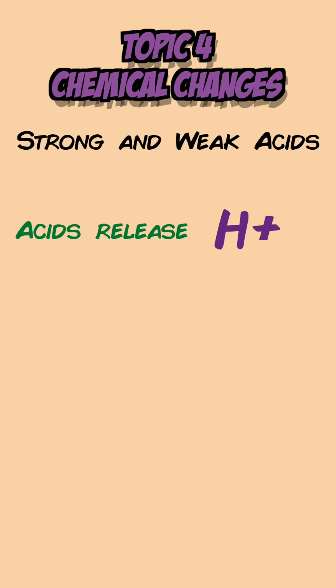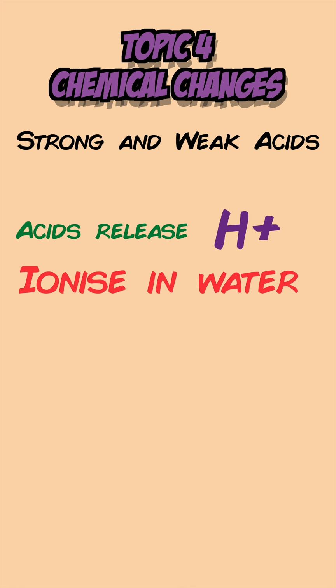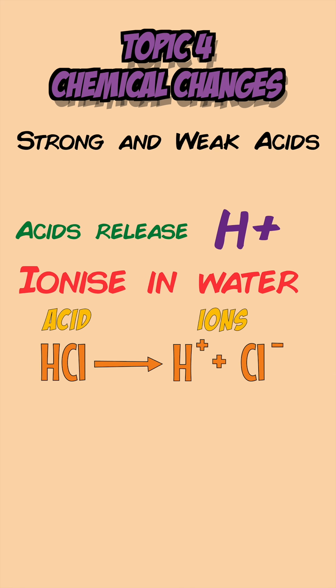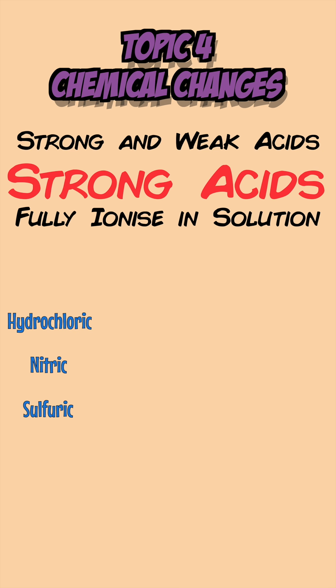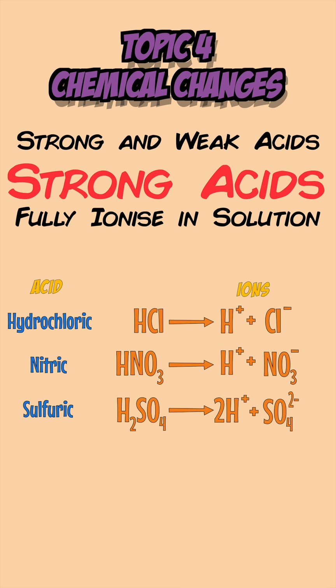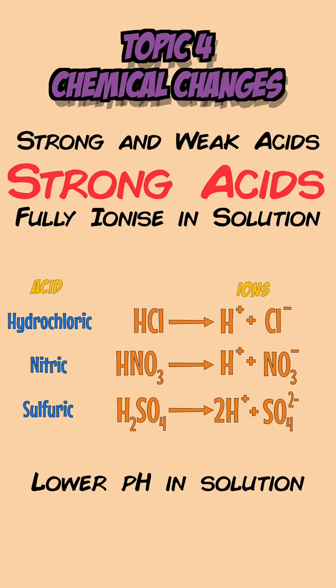The reason acids release H+ ions in the solution is because when they dissolve in water, they ionize, which basically means they break up into their ions, and these ions always include H+ ions. Strong acids such as hydrochloric, nitric, and sulfuric acid fully ionize in water, which means all the acid particles in the solution break up into their ions, which usually means they have lower pHs.